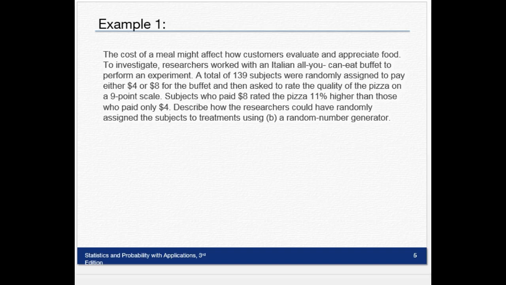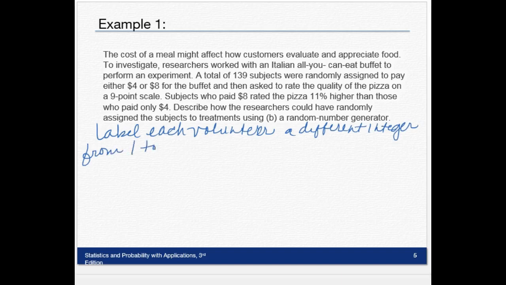Okay? So we're not using slips of paper this time. We're going to use that random number generator either in our calculator or some other way. So first thing we would do in this case is label the volunteers from 1 to 139. So label each volunteer a different integer 1 to 139. Okay? Then we would randomly generate 70 different integers from 1 to 139.